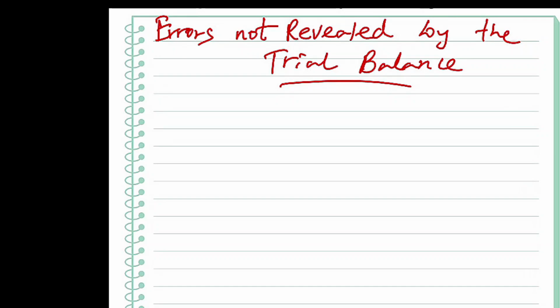Is that correct? No. But do you think the trial balance will still balance? Yes, the trial balance will still balance. So that means we can't trace it from the trial balance. The trial balance won't reveal that error.